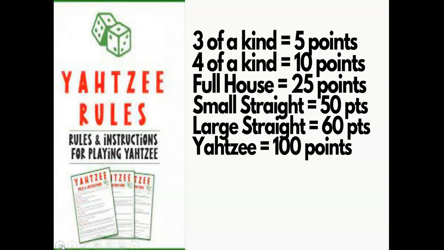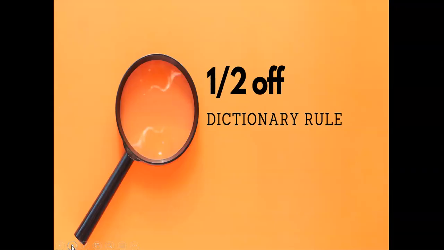So let's say that the team has, I don't know, a small straight. If they use the dictionary, instead of 50 points, they're going to get 25 points. So ultimately, as a team, I want them to take a gander at the word. And I challenge them, like, you've heard it. All of these words they've heard before.